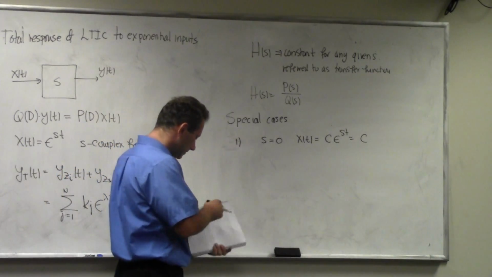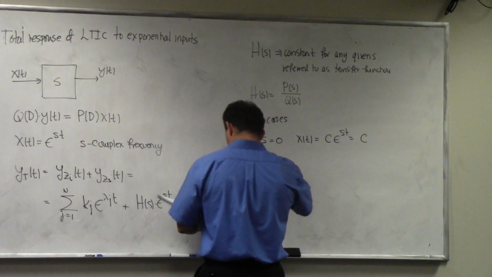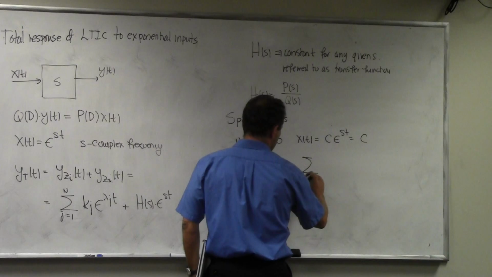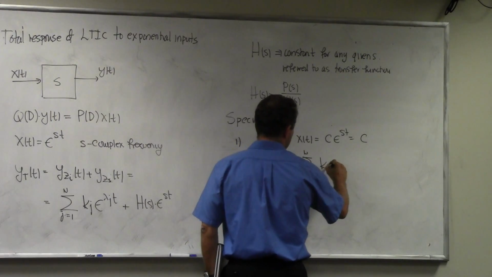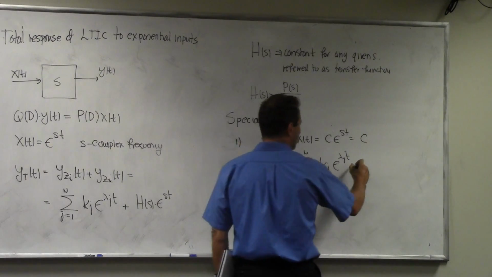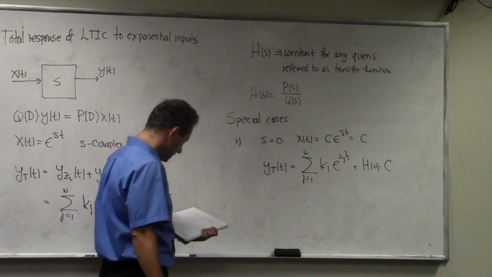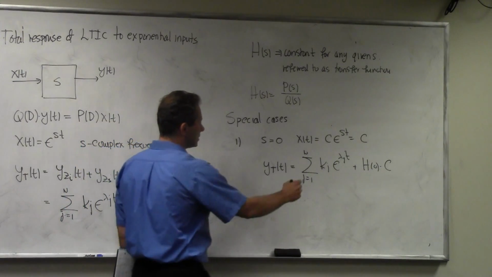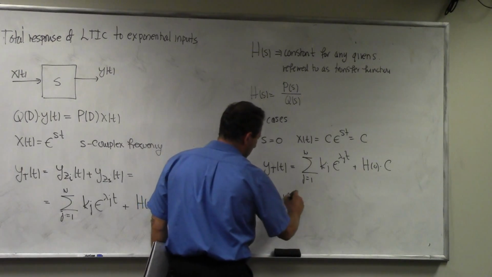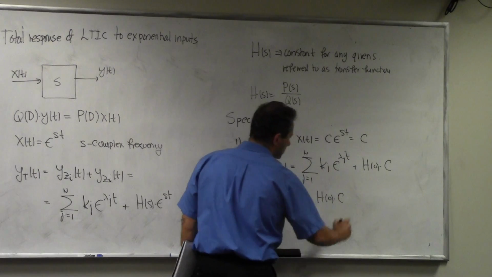So if I have a constant, then immediately I have a total response of the system as a sum over j goes from 1 to n, kj e to the lambda j t. These are all my transients, plus h of 0 times c. Okay? And in a stable system, these guys are going to die. So as t goes to infinity, y of t is going to be h of 0 times c.